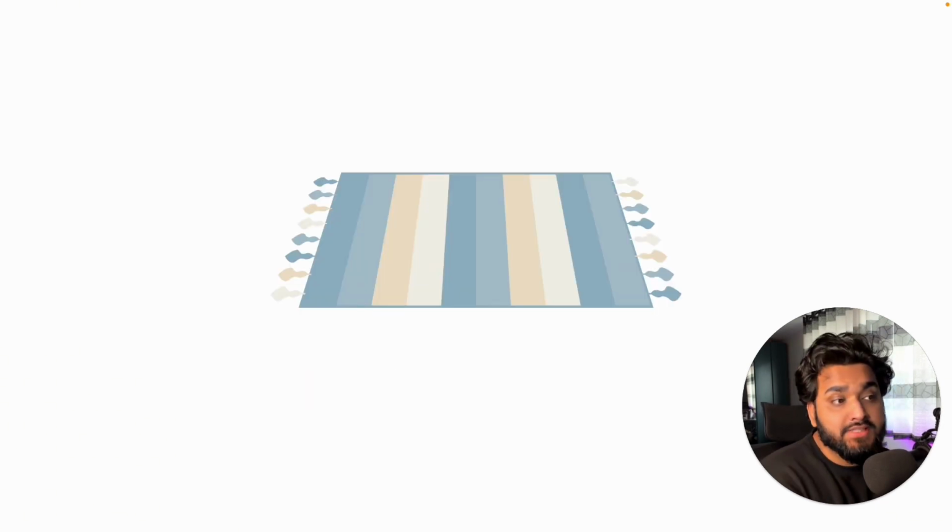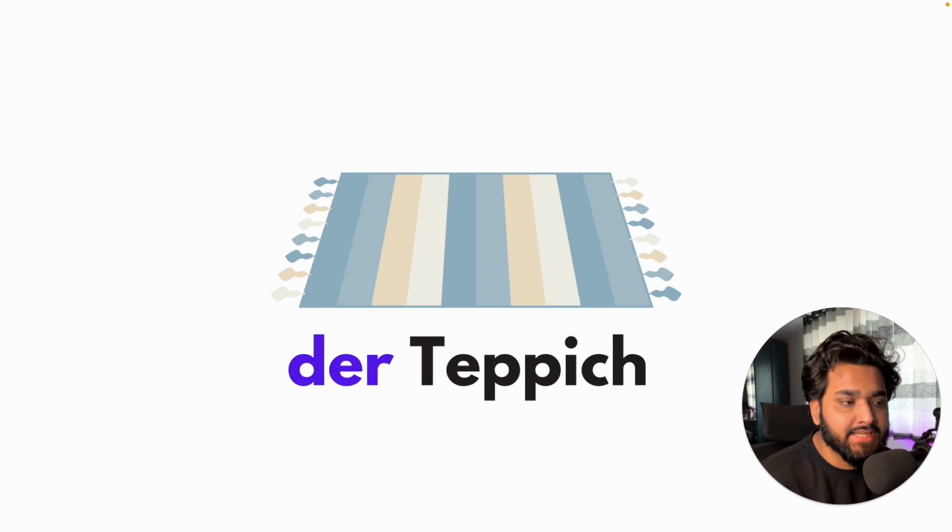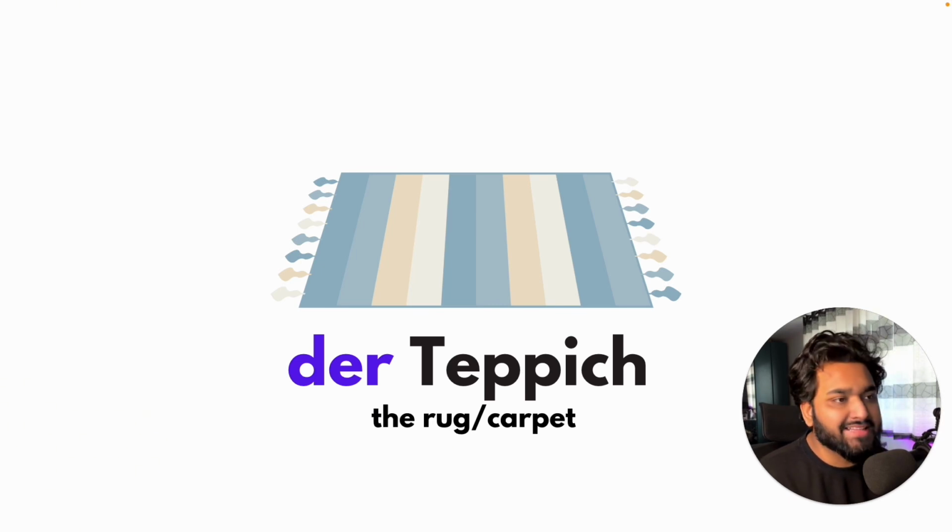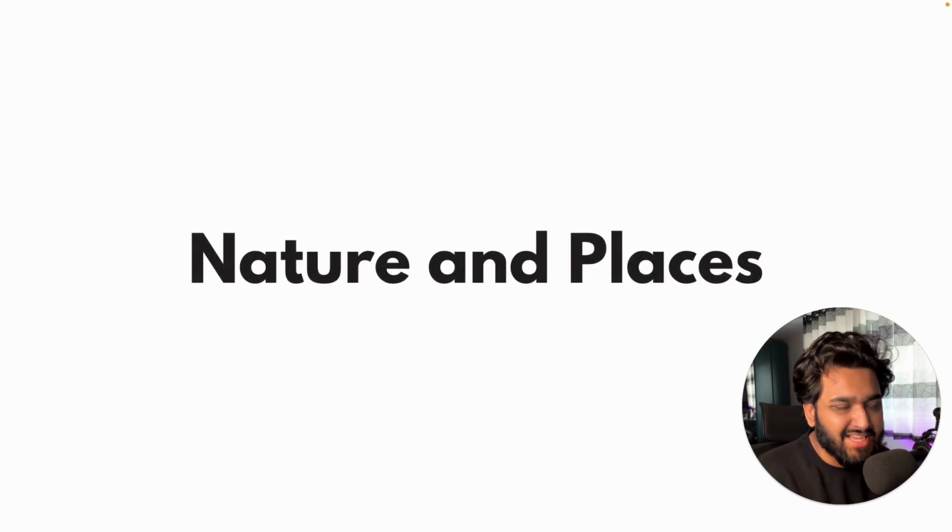So how do you say carpet in German? 5 seconds. 1, 2, 3, 4, 5. This one is called der Teppich. Der Teppich. Okay, the rug or the carpet. Okay, so let's move on to the next category, which is nature and places.